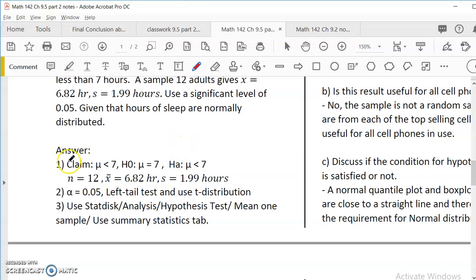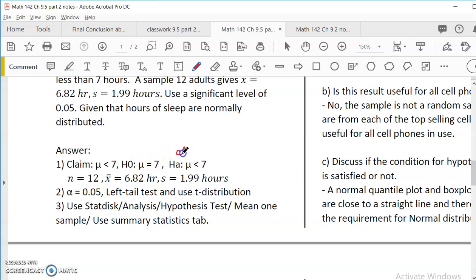So the first thing is to write the claim, because you're claiming that it is less than 7. So you write it down. And then your null hypothesis would be equal, because the accepted fact, or the one that you want to challenge, could be equal or greater than 7. So you use the minimum one to challenge yourself. And this is the claim.